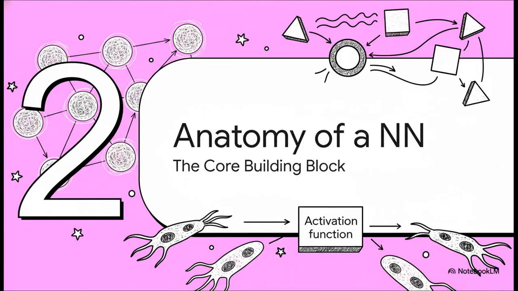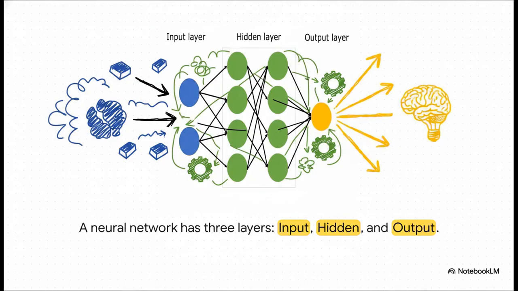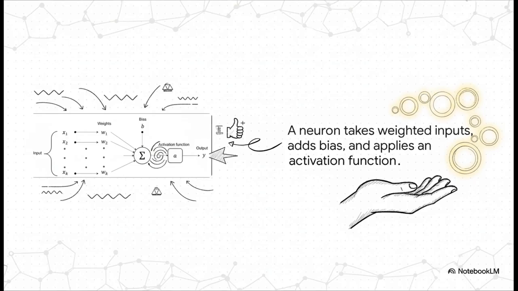Okay, so now that we know why we need them, let's peel back the layers, pun intended, and see what a neural network is actually made of. From a bird's eye view, a network is pretty simple. It's just organized into layers. Data flows in through the input layer on the left, it gets chewed on and processed in the hidden layer in the middle, and then a final prediction pops out of the output layer on the right. Simple as that. And if we zoom in on one of those little circles, we find the absolute heart of the network. A single neuron.